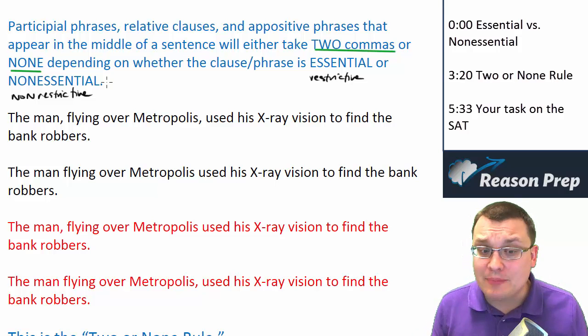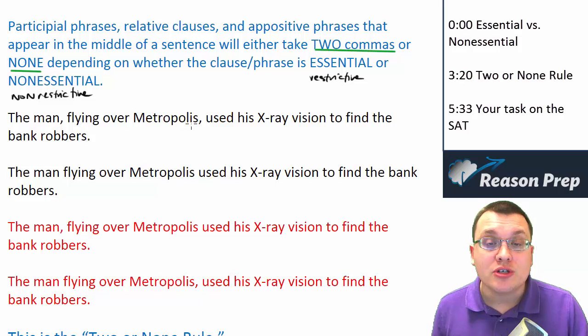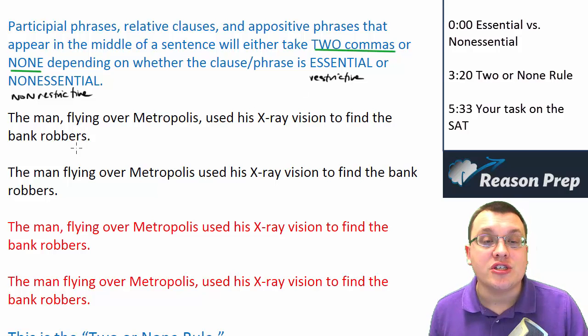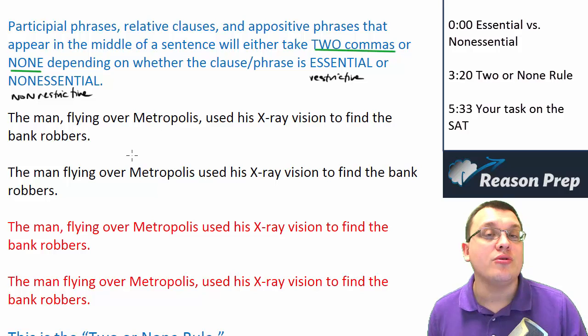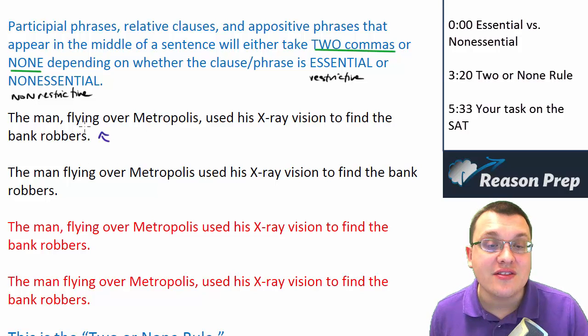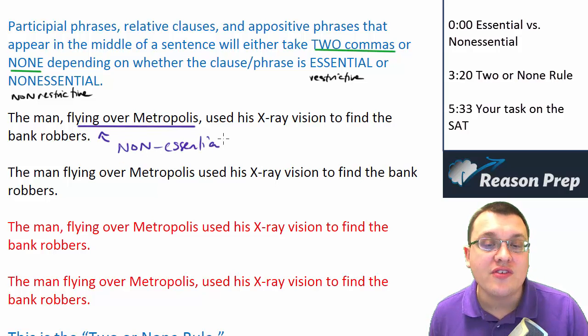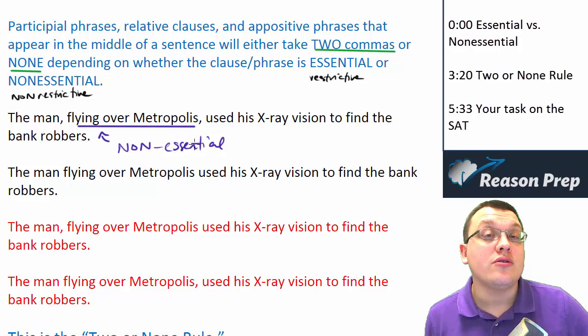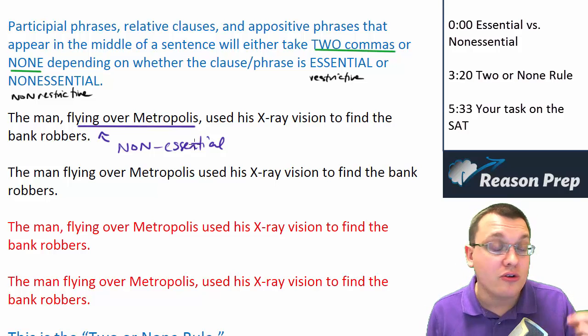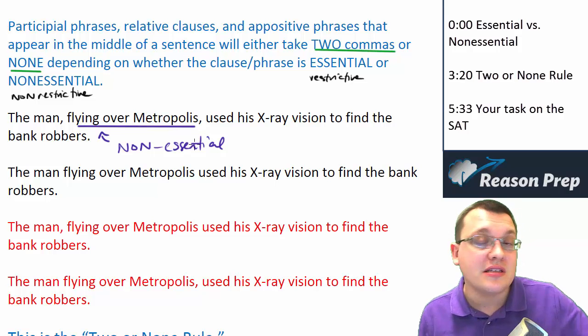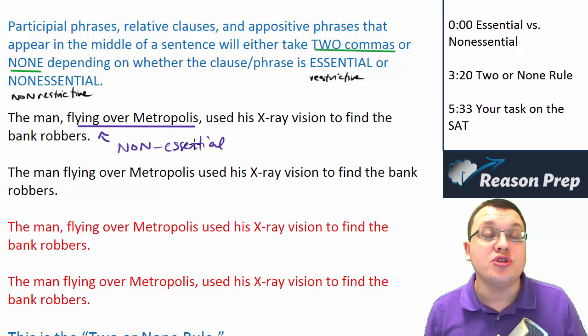So let's look at an example. The man, flying over Metropolis, used his X-ray vision to find the bank robbers, versus the man flying over Metropolis uses X-ray vision to find the bank robbers. So here we've got commas, here we do not. What is the difference? In this case, the phrase flying over Metropolis is non-essential. In the way the sentence has been written, it is not critical to understanding the sentence or who you're referring to that the man is flying over Metropolis, right? It's just that there's this man you're talking about who just so happens to be flying over Metropolis at the time, extra information, who's using his X-ray vision.